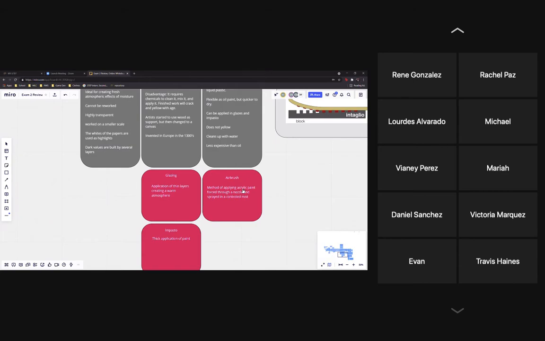Now, there are two other techniques. One is called glazing, which is when artists use thin layers over and over again, so you can see how it glazes. That's where the name comes from. Now, impasto is the opposite of that. Instead of using thin layers, you use a thick layer of paint, so you can create a kind of relief on the painting. If you were to directly touch it, you would feel the bumps on the paint.